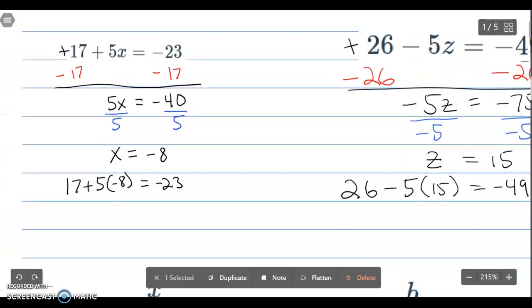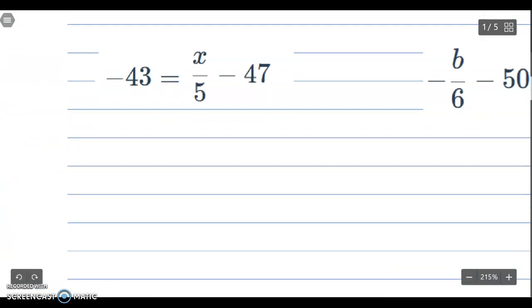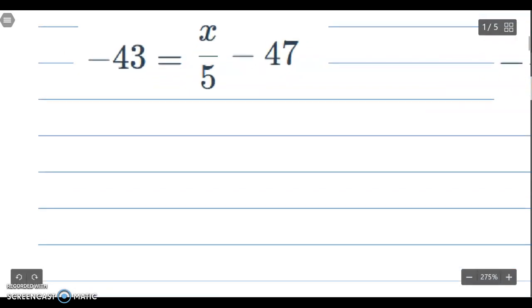All right, let's take a look at another question. This one's a little different. It has this fraction, but all that really means is division. The variable's being divided. Okay, so we're gonna follow the exact same steps. Let me zoom in a little closer.